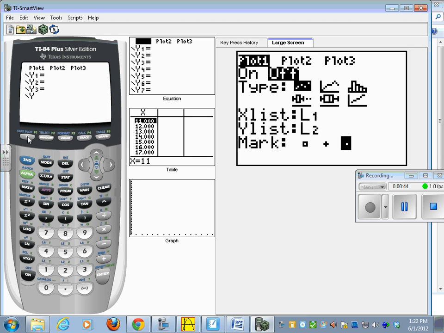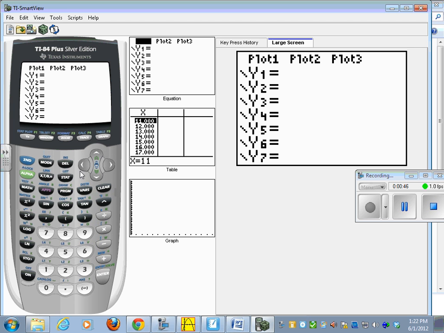Okay? Now in your y equals, you're going to type this in. So we're going to go 12 times the sine of 8.37 x plus 36. All right.